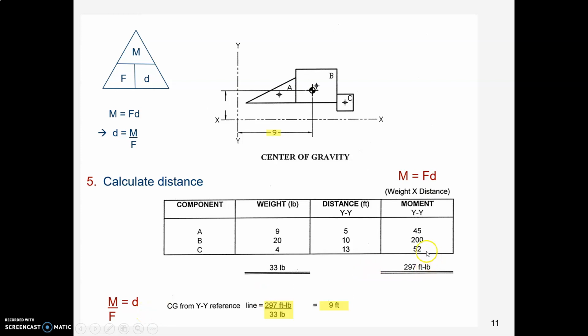And what have we got? A total moment of 297, there it is, divided by a total weight of 33 pounds, there it is. 297 divided by 33 equals 9 feet. X bar for our snowplow is 9 feet over from this imaginary line.